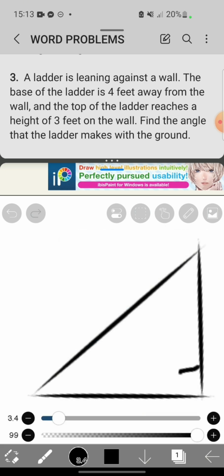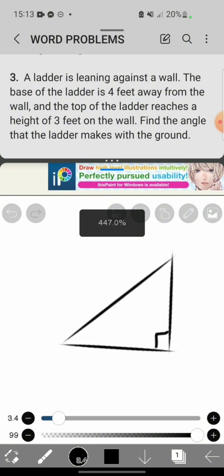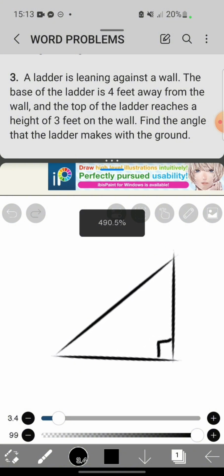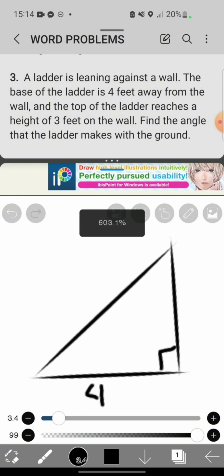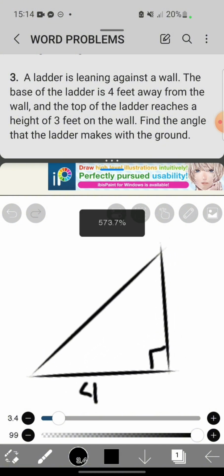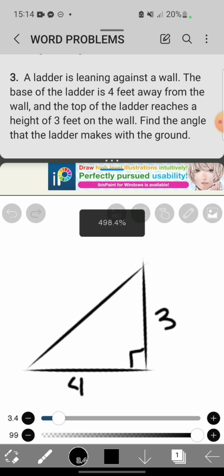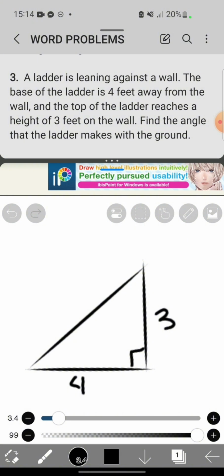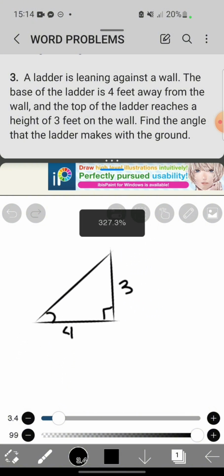And this is the 90 degree. So the base of the ladder is 4 feet. So this is 4. And the top of the ladder reaches a height of 3 feet. So the wall is 3 feet. So find the angle that the ladder makes on the ground. So this is what we have to get.